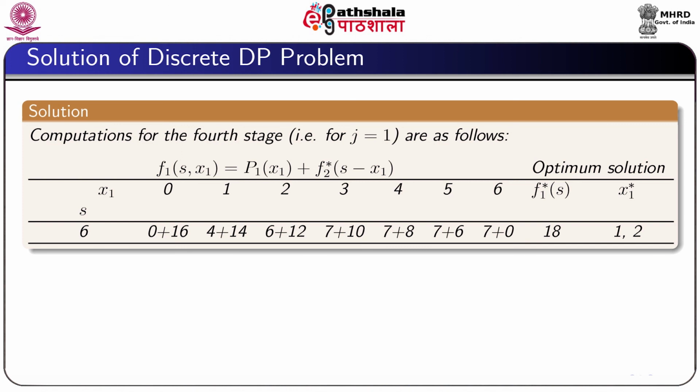When x_1 takes the value 1, the remaining available value of s is 4 minus 1, that is equal to 3, and if x_1 takes the value 2, then the available crates is equal to 2, and we can get the optimal value from the previous table.